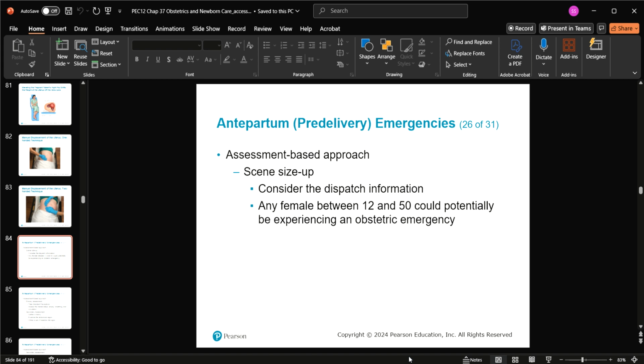All right, so any female between 12 and 50 could potentially be pregnant. It could be an OB emergency. That's why in the SAMPLE history, L is not just last oral intake. We talk about last menstrual cycle. It says any female between 12 and 50. As we all know, girls are getting younger and younger in having their first menstrual cycles. So it's never a bad question to ask, if you can get the patient alone, if they have had their first menstrual cycle. Because if they have, then they could possibly be in this category.